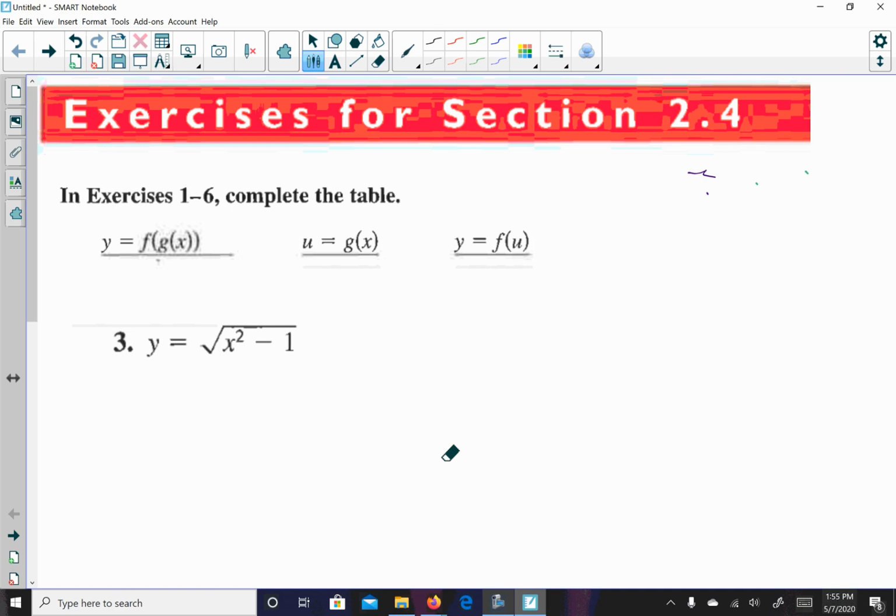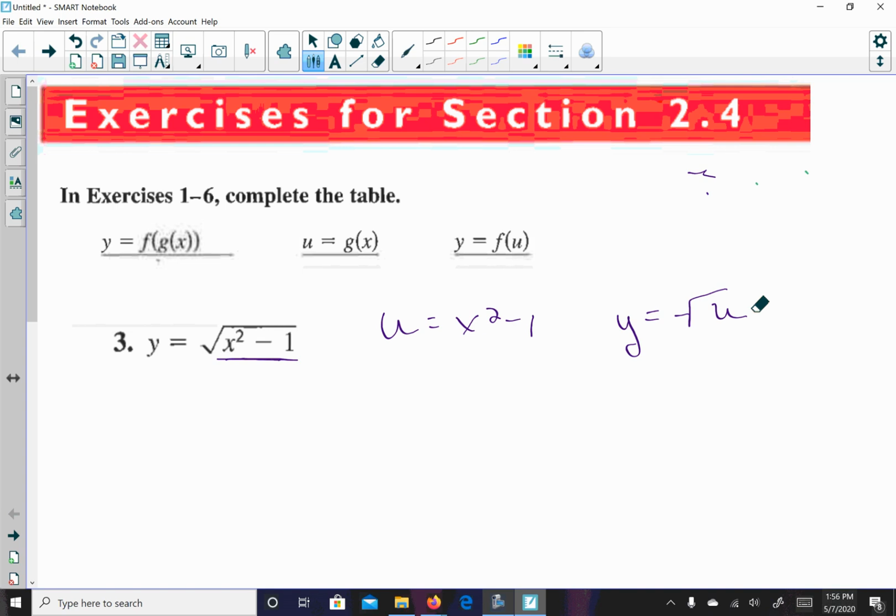Number 3 asks you, in exercises 1 through 6, to complete the table. They want you to find g, then find u, which is g of x, and then find y, which is the function that you're taking of u. In other words, g of x is the innermost function. In this case, the innermost function is x squared minus 1, so that will be my u. Then y will be what I'm doing to u, or what function I'm taking. So y would be the square root of u.